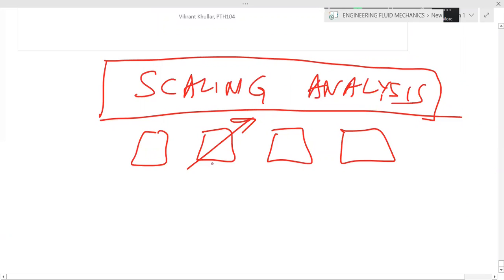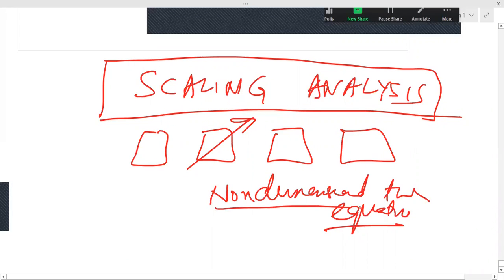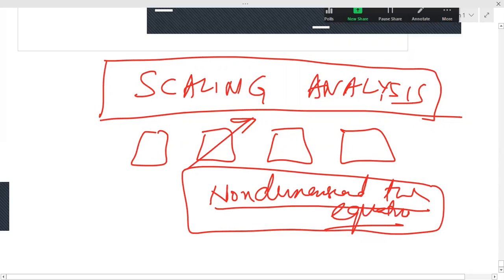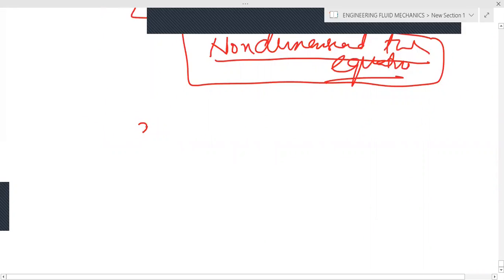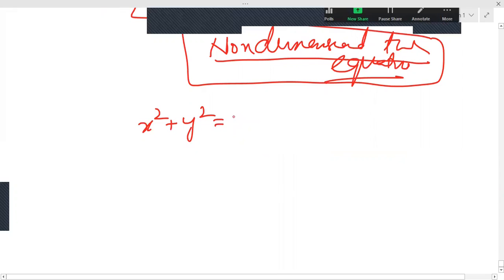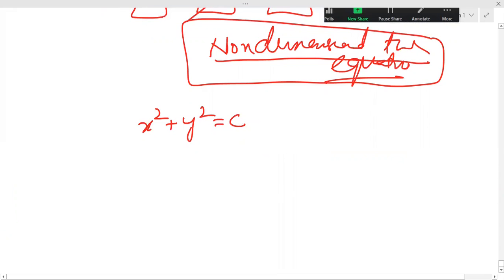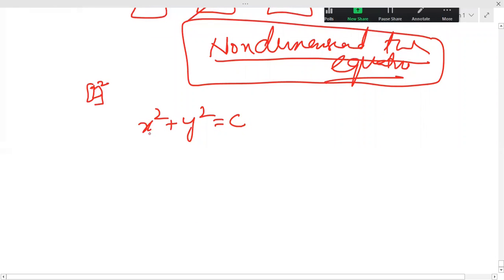And the first step in scaling analysis is you non-dimensionalize the equation. So what do you mean by non-dimensionalizing an equation? Say I have x square plus y square. So what are the units of x square and y square? So this is length. So units are L2. Dimensions are L2.